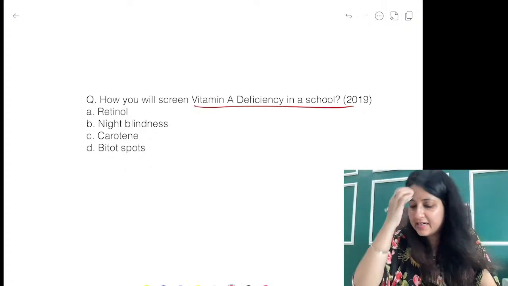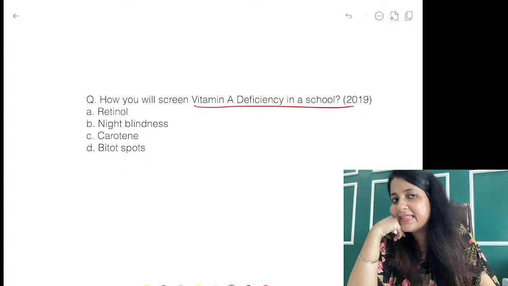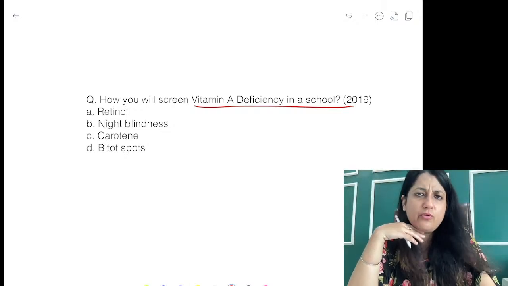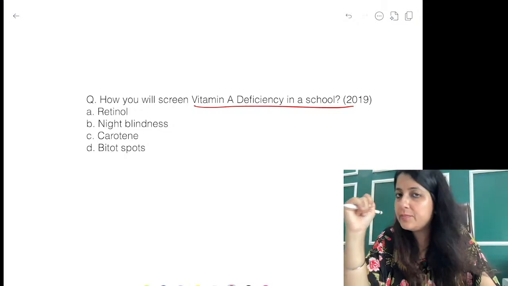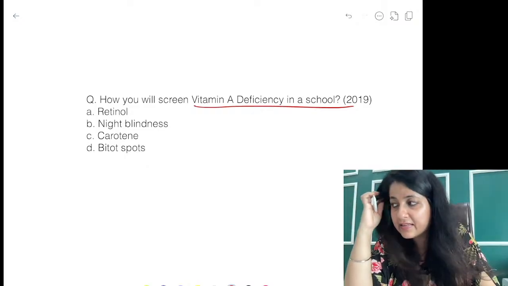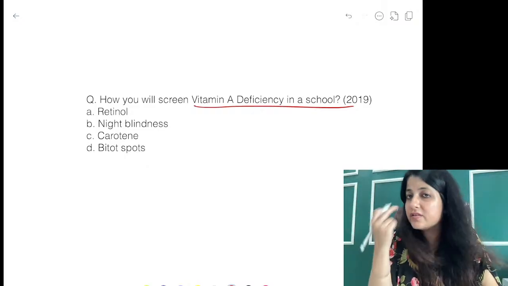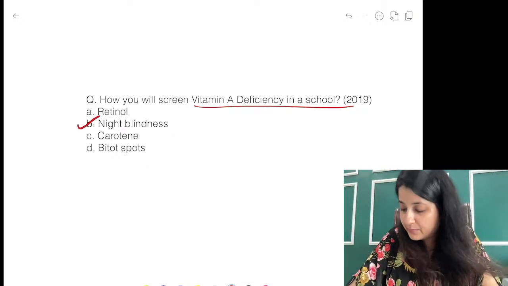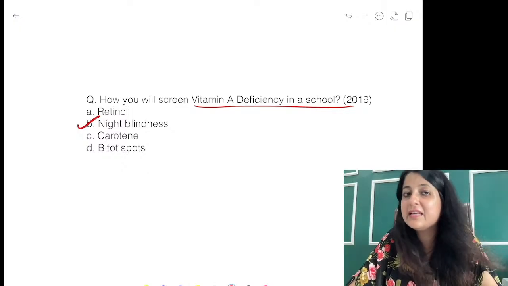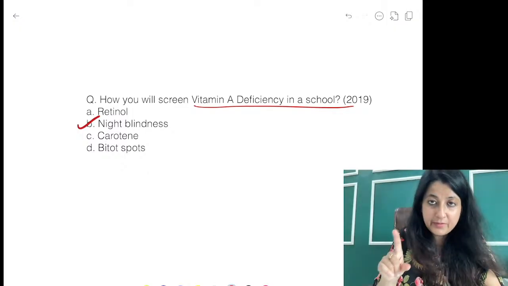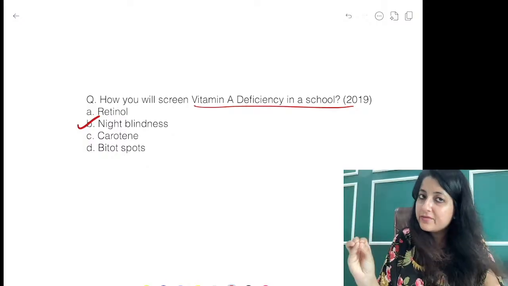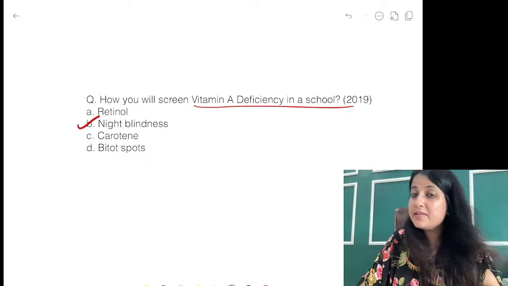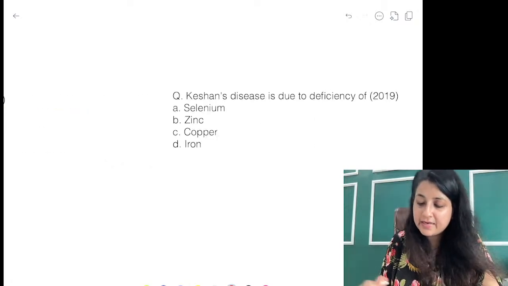How will you screen vitamin A deficiency in a school? How will you screen in a school? Retinol, night blindness, carotene, white hot spot. What will you do in screening? If I remember now, teachers can also do screening. So for school, what is the thing that we are going to use? Don't say white hot spot. Teachers can't make that out. What will we use? Night blindness. Although white hot spot is used as an epidemiological indicator, the more specific finding is white hot spot. See guys, first symptom is night blindness. Most specific is white hot spot. But the common symptom that we use over here is night blindness.